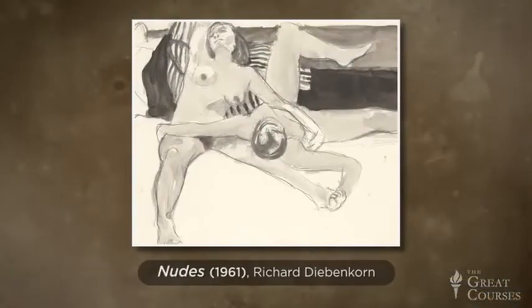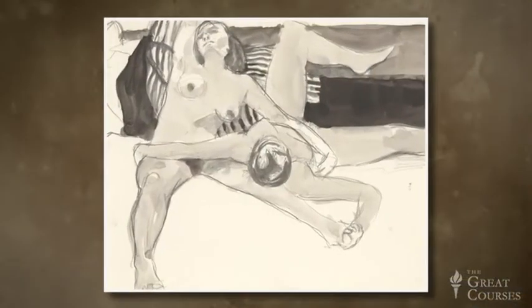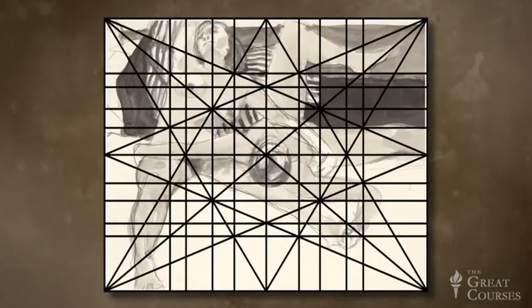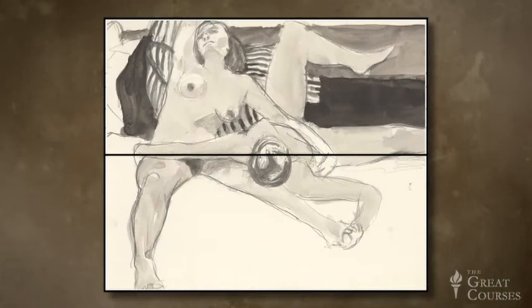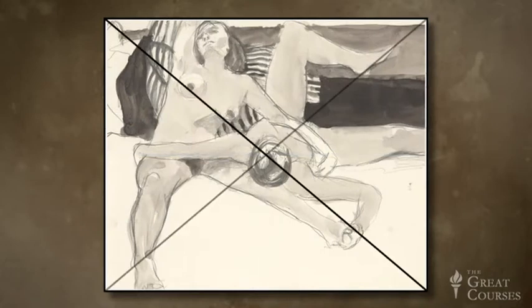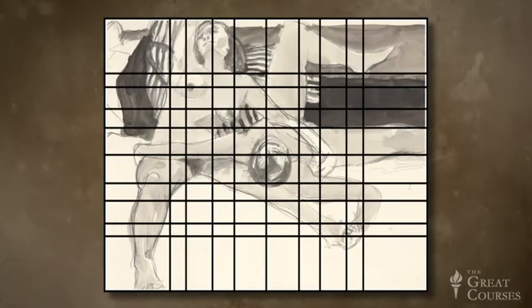This is a drawing by the American artist Richard Diebenkorn. You can see how many of the visual elements hew to specific divisions or measures in the drawing's rectangle, things like the horizontal, vertical, and diagonal halves and quarters, and then their subdivisions.